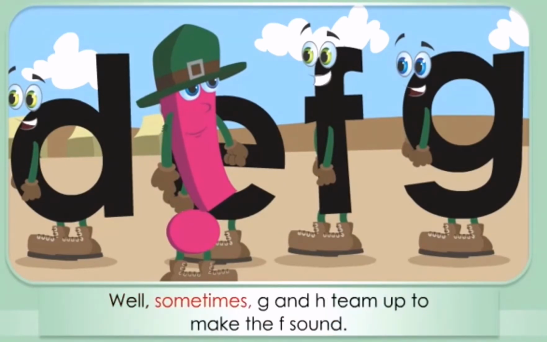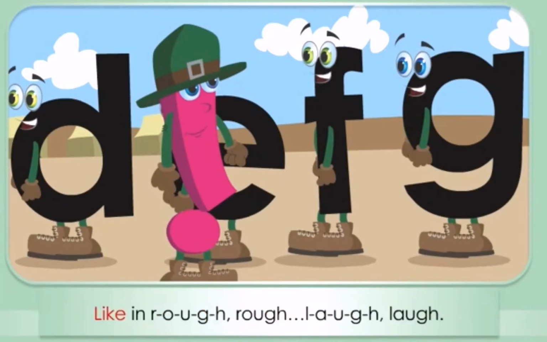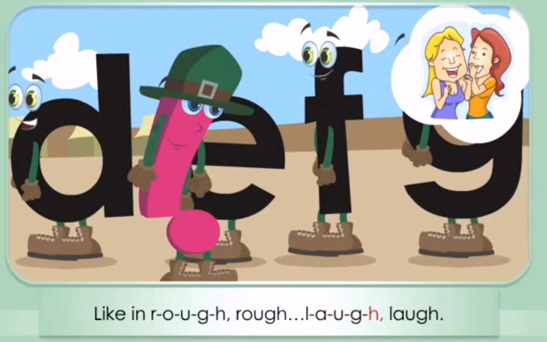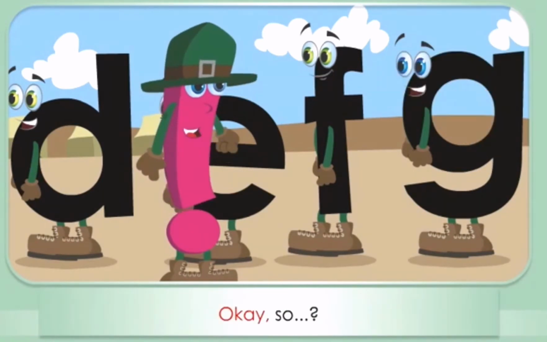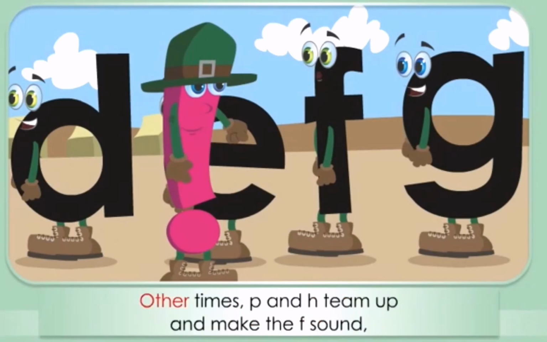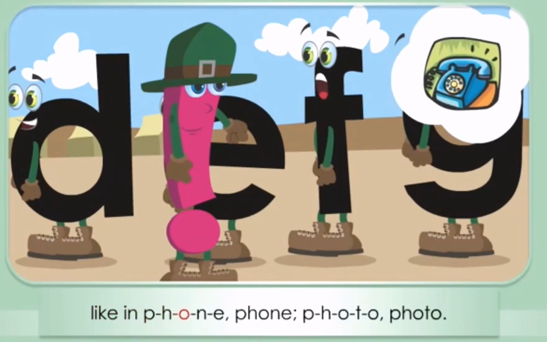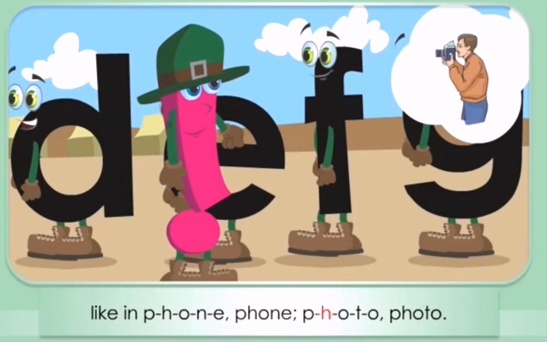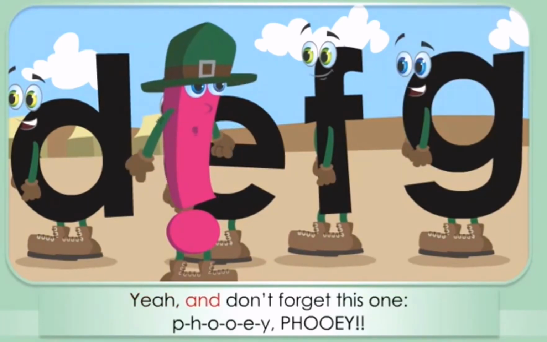Well, sometimes G and H team up to make the F sound, like in R-O-U-G-H, rough. L-A-U-G-H, laugh. Okay, so? Other times, P and H team up and make the F sound, like in P-H-O-N-E, phone. P-H-O-T-O, photo. Yeah, and don't forget this one.